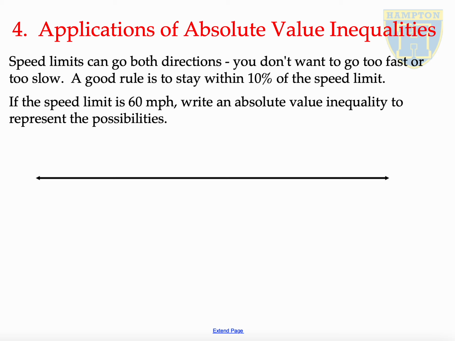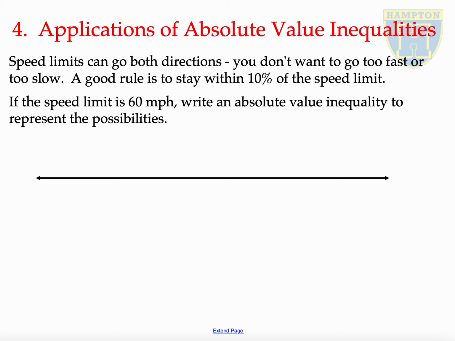I want to take a look at some real-world applications of absolute value inequalities and how we can use absolute value inequalities to express really familiar situations. So in this example, we have a good rule of thumb about speed limits. If our speed limit is 60 miles an hour, we want to stay within 10% of that speed limit. No one is expecting you to maintain 60 miles an hour at all times, but you don't want to go too fast or too slow as you become a danger to everyone else on the road.